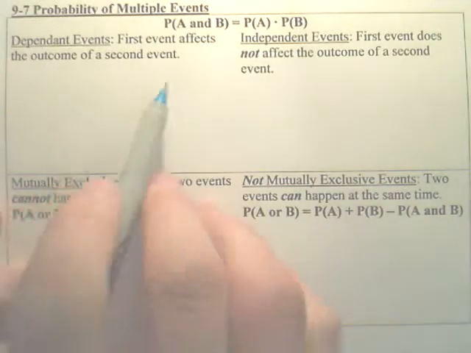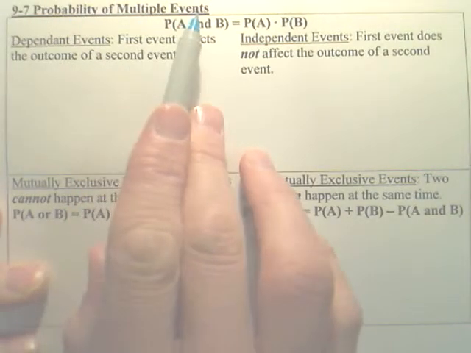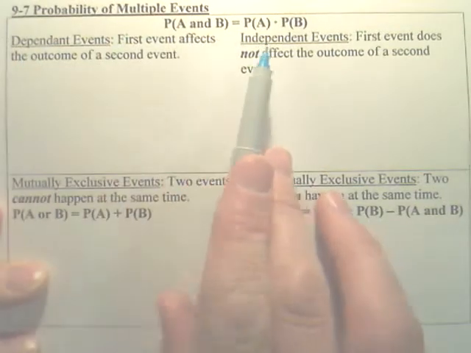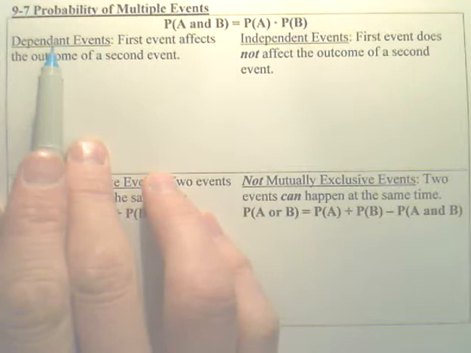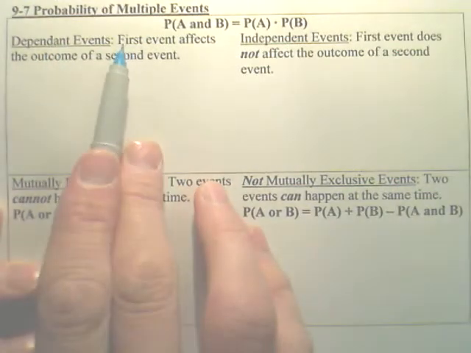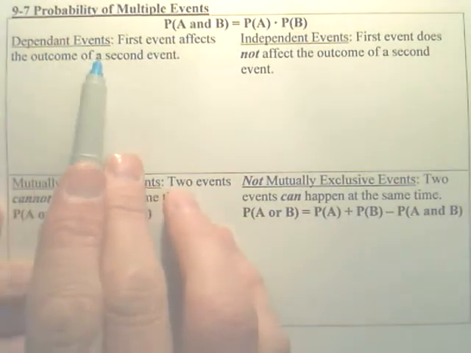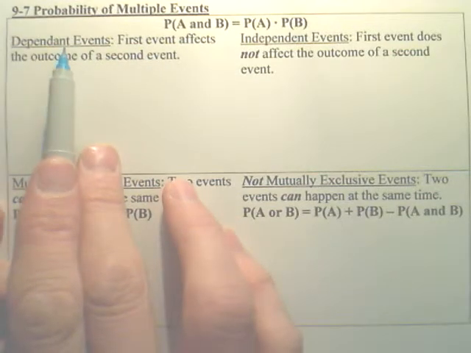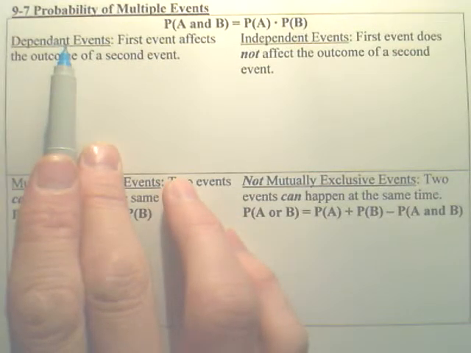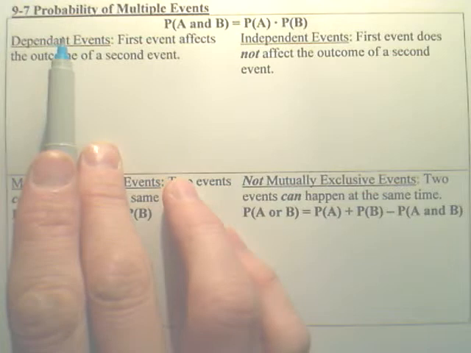All right, you guys. Probability of multiple events. Dependent events, independent events. Dependent events are when the first event affects the outcome of the second event. They're dependent on it. You're basically doing two things: pulling two cards out of a deck. When you pull out two cards out of a deck, doesn't the second card get affected by the first card? Because once you pull out one, doesn't the second one have fewer cards to choose from?